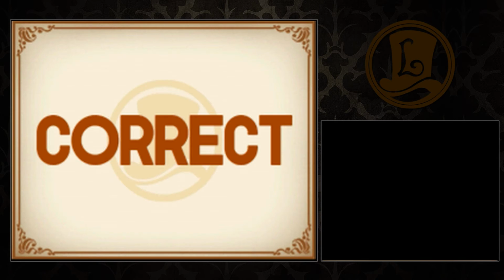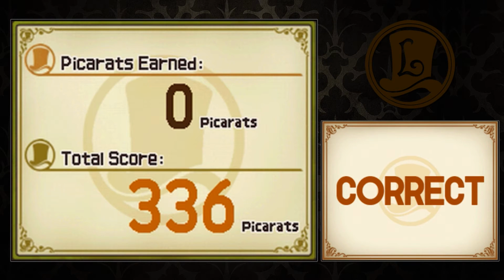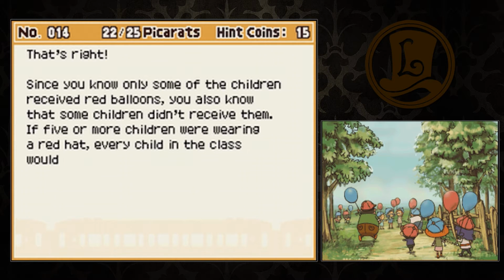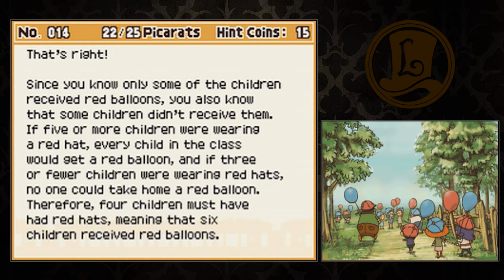Consider this puzzle solved. A true gentleman leaves no puzzle unsolved. That's right. Since you know only some of the children received red balloons, you also know that some children didn't receive them. If 5 or more children were wearing a red hat, every child in the class would get a red balloon. And if 3 or fewer children were wearing red hats, no one could take home a red balloon.